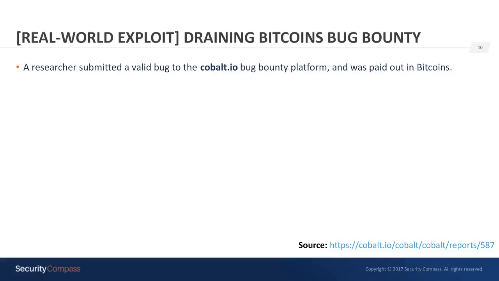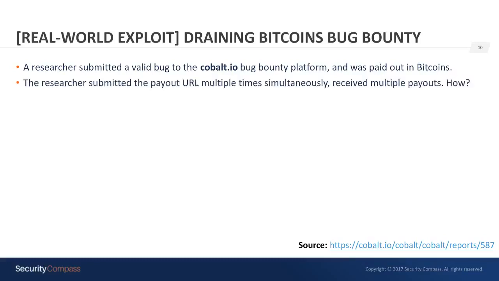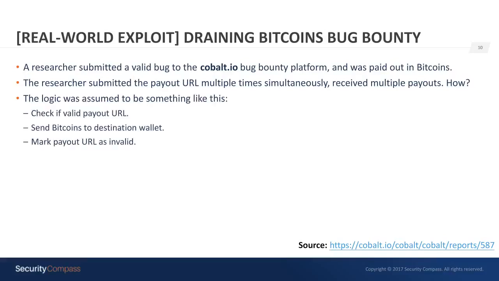All this is fine. But because the researcher has the attacker mindset, they said, let me submit the payout URL multiple times. Let's see what happens, right? Guess what? Because of the underlying assumptions that were made, a race condition did come into the picture, and the researcher ended up receiving multiple payouts. How did that happen? Well, regarding the payout, the logic was assumed to be a three-step process.